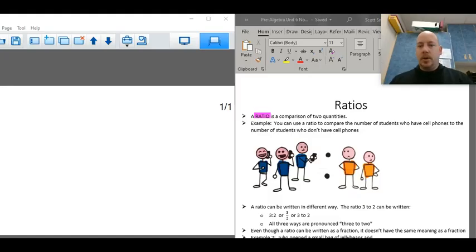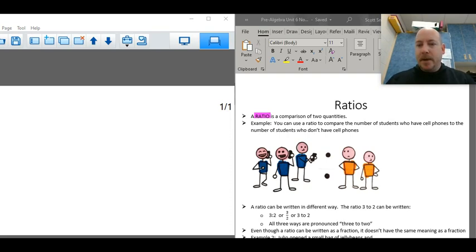Right, so we are just going to do a quick overview of ratios and rates, and then look at, with rates, what we mean by a unit rate and how we can use unit rates to make a comparison. Okay, so a ratio is simply a comparison of two quantities.